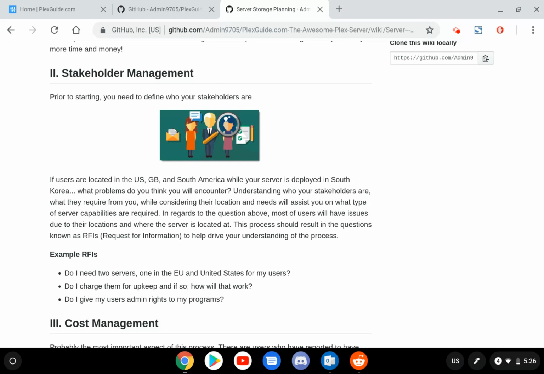I'm not going to lie to you, I haven't personally used it, but you've got to figure out where your users are. And then right here: do I charge for upkeep? And how will that work? This is important because this can really discourage you. You may end up buying a big server and then realize that your stakeholders are problematic. You also have to be aware that if you decide to charge for services, you're making yourself a target. That's not the whole purpose of creating these services.